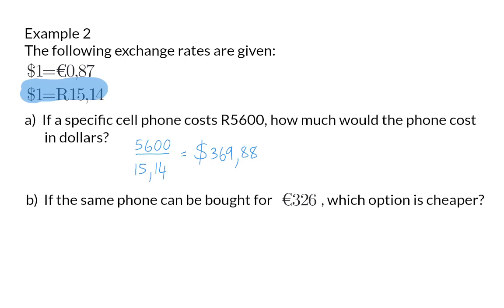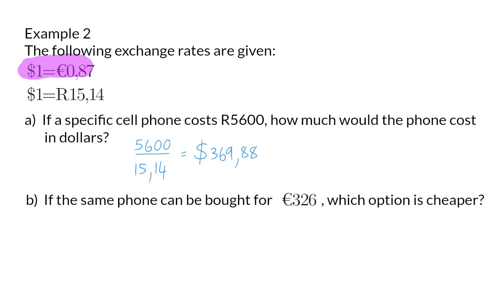Example B. If the same phone can be bought for 326 euro, which option is cheaper? To answer this question, we need both our options in the same currency. In A, we already changed the rand option to dollar, and now we need to change the euro option to dollars. And for that, we're going to use our first exchange rate. In this exchange rate, $1 is equal to only 87 cents in euros. That means that the euro is the stronger currency.